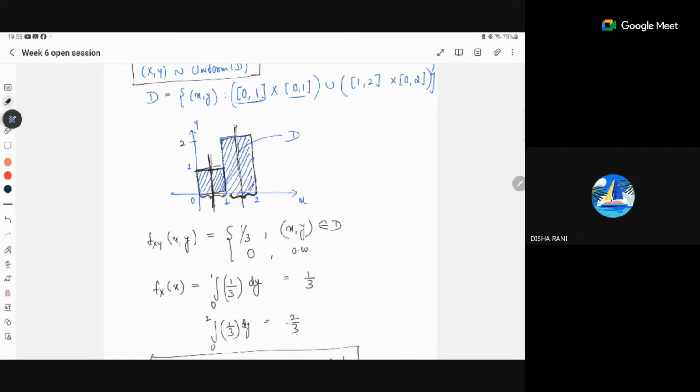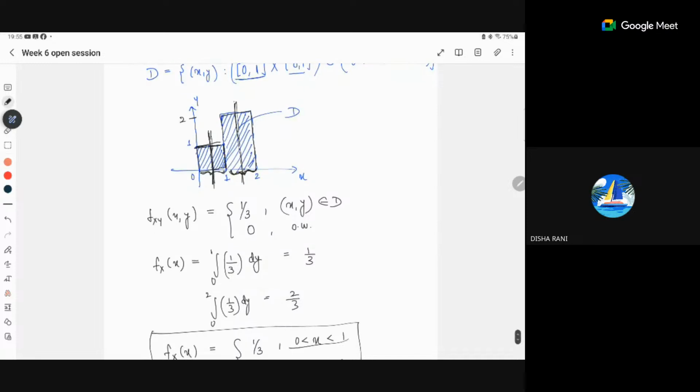Ma'am, in solving the second part in fX of x, why did you take the 0 to 2 range? Why did I take 0 to 2? Because now this is the second part. This is for x lying between 0 to 1, and this is for x lying between 1 to 2. So for x lying between 1 to 2, you can see that your y is varying from 0 to 2, right? And we are integrating my fXY with respect to y. And how is y varying in this range of x? It is between 0 to 2. So I should integrate between 0 to 2. Okay, ma'am.